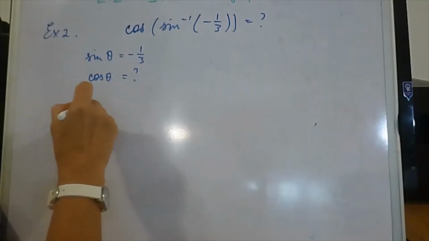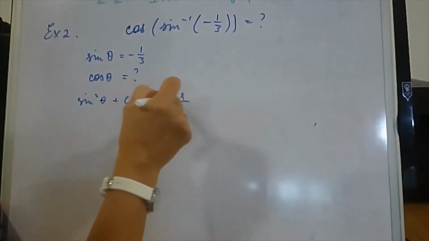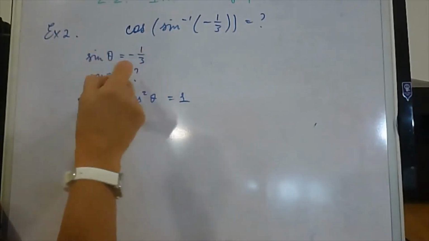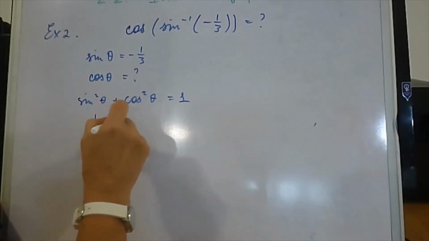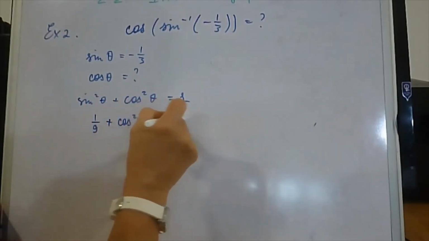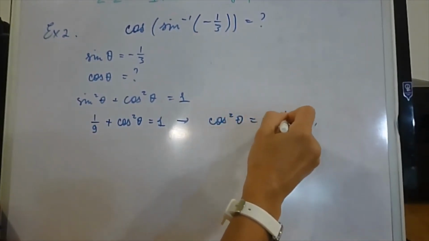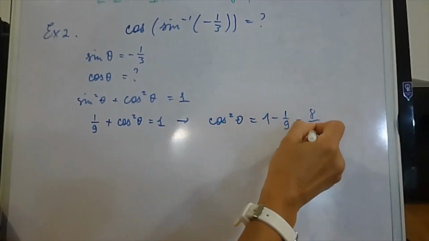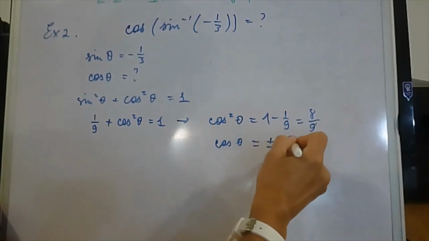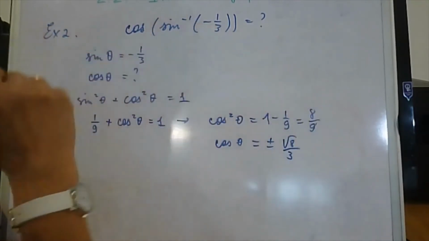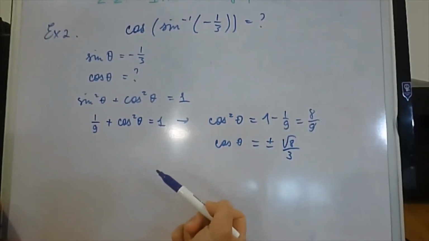Pythagorean identity: sine squared of theta plus cosine squared of theta equals 1. I'm going to plug in this 1 over 3 here, and that's going to give me 1 over 9, because I'm squaring it, plus cosine squared of theta equals 1. From where, cosine squared of theta is 1 minus 1 over 9, which is 8 over 9. Or cosine without the square is going to be plus or minus the square root of 8 over the square root of 9, which is 3. So we just need to choose which one we are going to use, and that's going to be the final answer already.